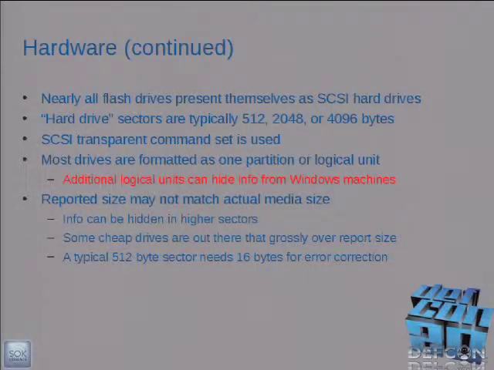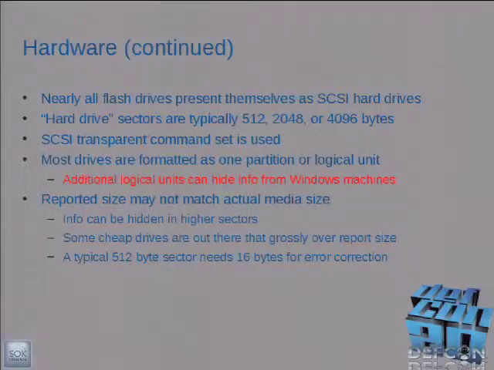By the way, here's a little tip. I have found that some versions of Windows do not see other than the first logical unit. So if you want to hide something on a thumb drive, put it on other than the first partition. And don't use a Windows compatible file system, all right? That'd be another good way.